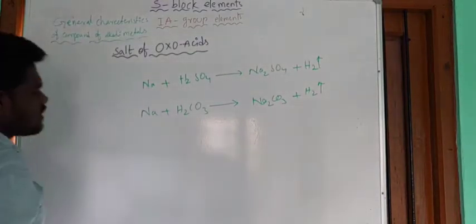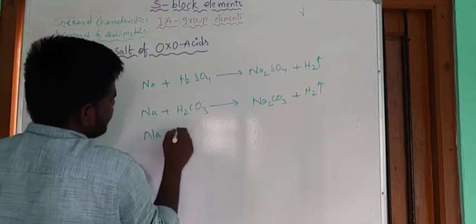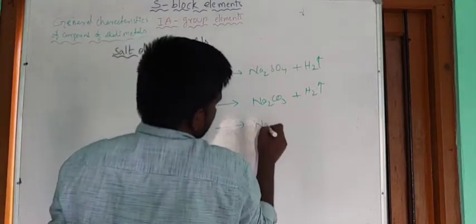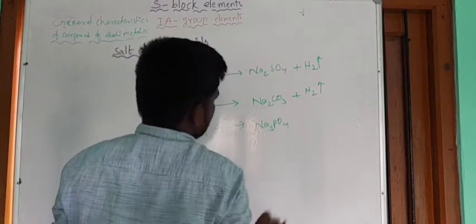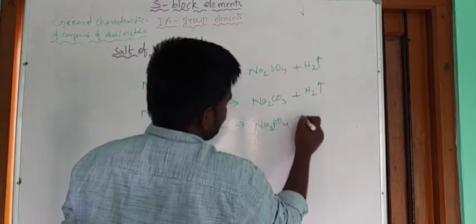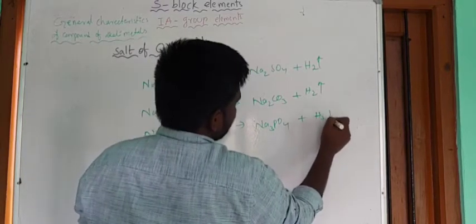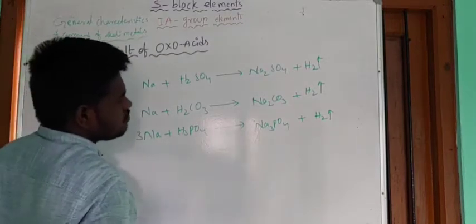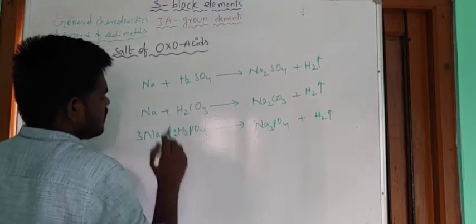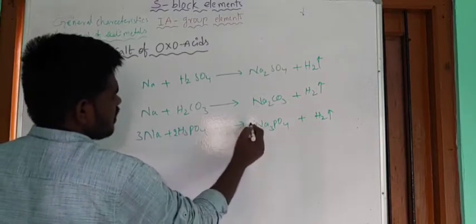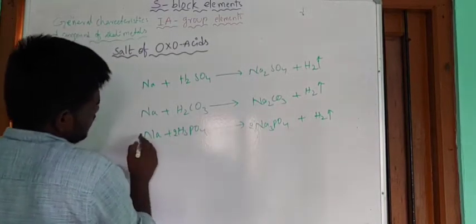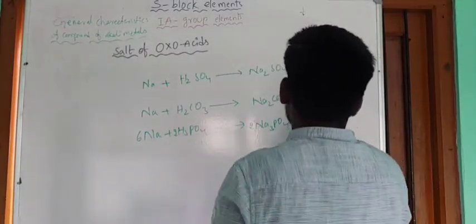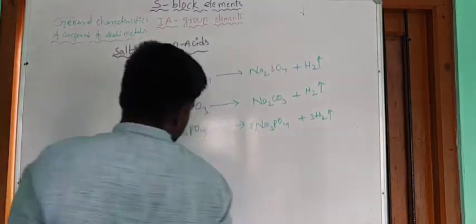Next, one more example, when you treat sodium with H3PO4, we can get Na3PO4, and you can get hydrogen gas. So now to balance this equation, you multiply this one with 3 times, the next one with 2 times, and here multiply with 2 times. So better to take 6 here, and what about the number of hydrogens? 6 are present, so here multiply with 3. So this is a balanced equation.